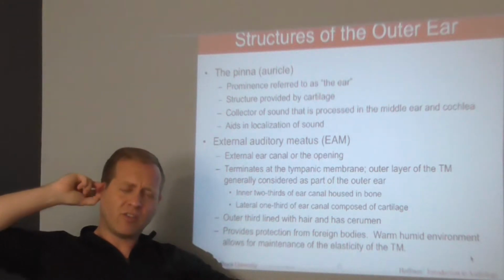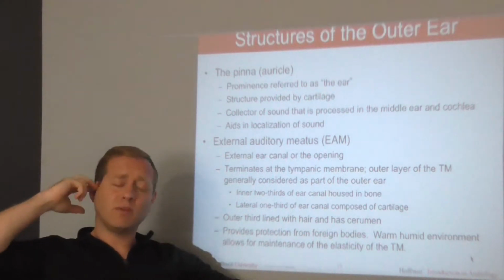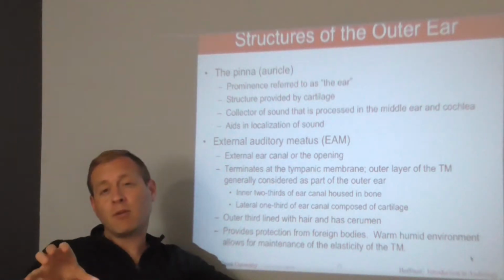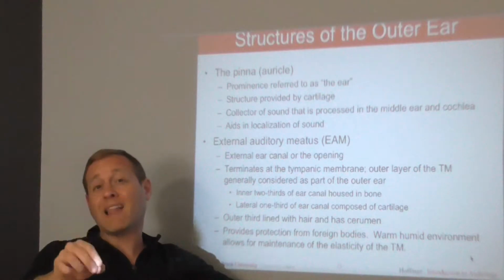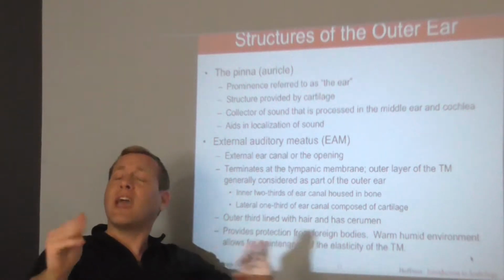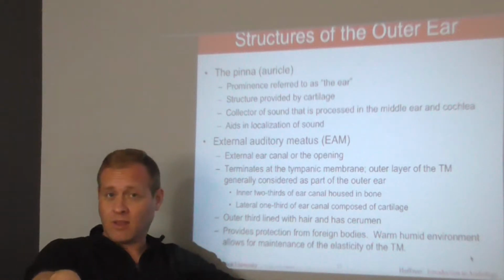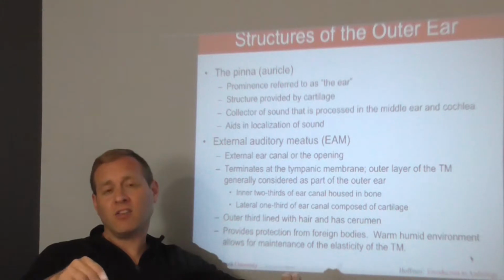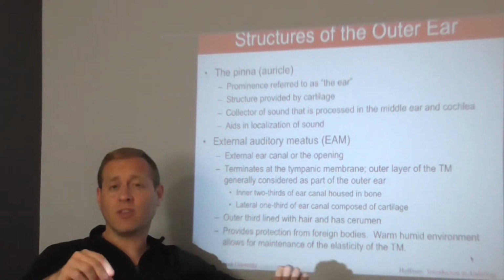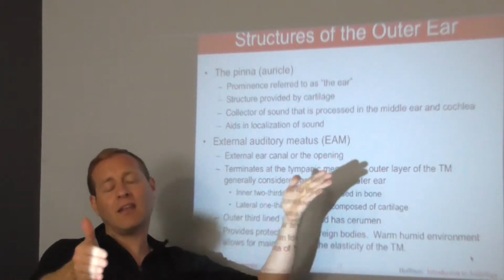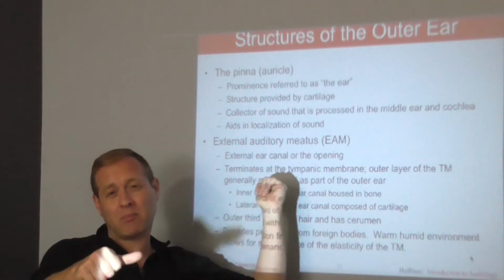So cartilage is structural, but also not as hard as bone, so that's why we can move it a little bit. Okay? Its primary purpose is to collect and amplify sound. So the external ear in general, the pinna and the external auditory meatus, the primary function of the external ear is to collect and amplify sound, directing it towards the tympanic membrane.